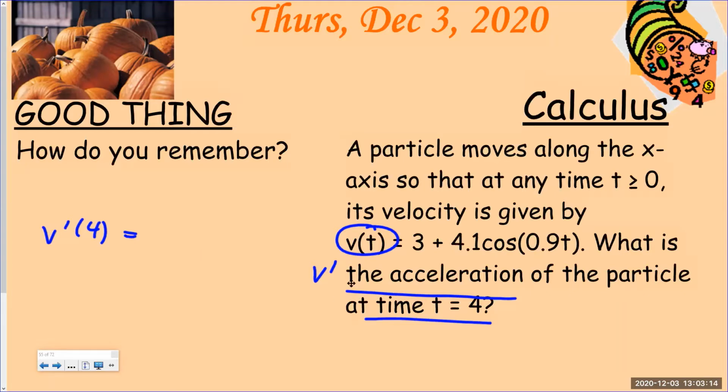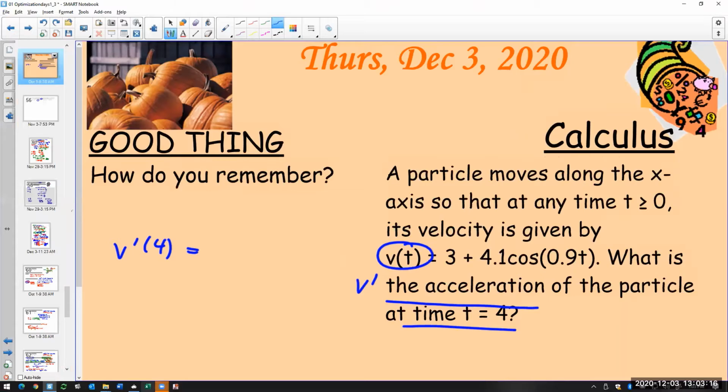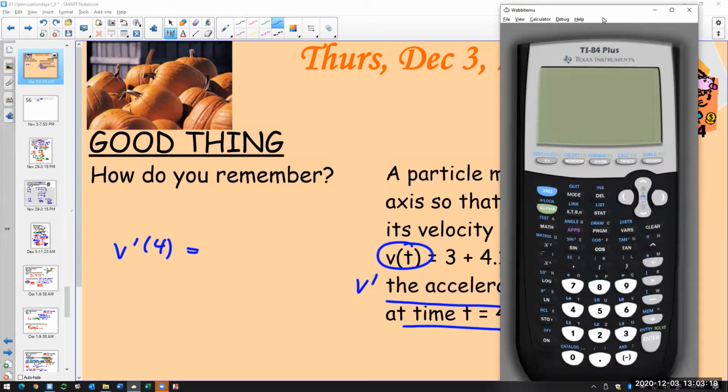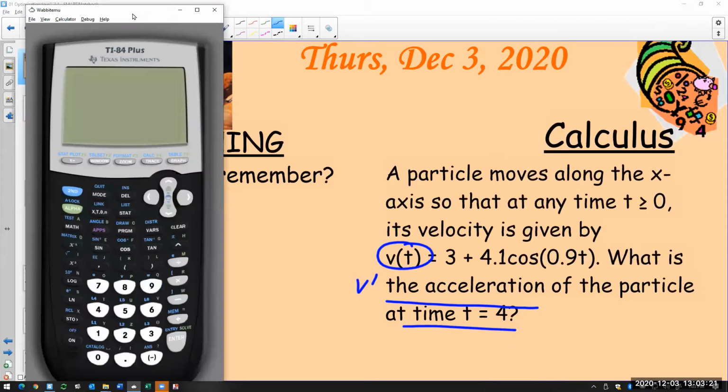The calculator. So you'll have a problem like this on the test. Make sure you can just put it into the calculator and get the right answer. If they give you velocity and ask you for acceleration, or if they give you position and ask you for velocity, if it's a derivative, then you can go straight to your calculator.